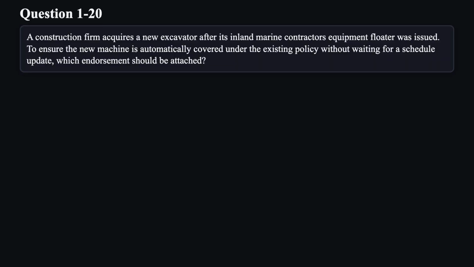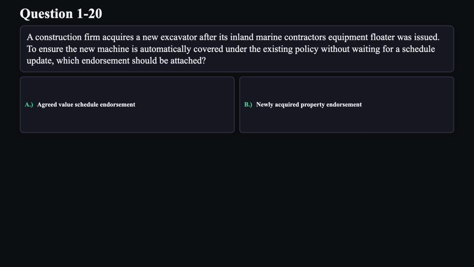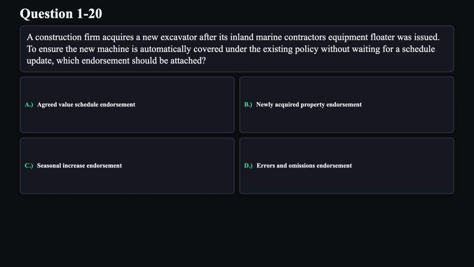Question 20. A construction firm acquires a new excavator after its inland marine contractor's equipment floater was issued. To ensure the new machine is automatically covered under the existing policy without waiting for a scheduled update, which endorsement should be attached? A. Agreed value schedule endorsement. B. Newly acquired property endorsement. C. Seasonal increase endorsement. D. Errors and omissions endorsement.